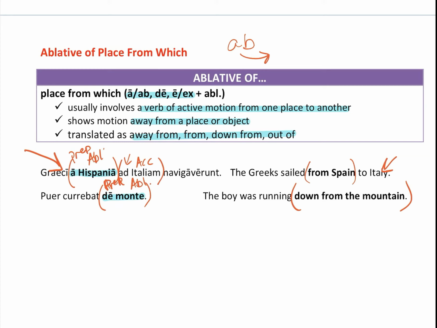Down from the mountain. Motion is away from something. What is he running away from? He's running away from the mountain, right? So, down from the mountain. And remember I said it usually shows motion toward an object. This is actually toward the object, like coming from Spain to Italy. If he's running down from the mountain, he's running towards something, we just don't know what it is. So it doesn't always have to tell us what the toward is, but clearly he's moving toward something, okay?